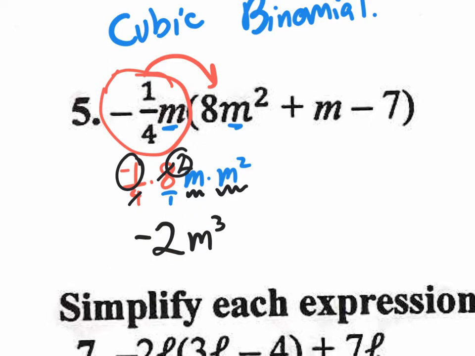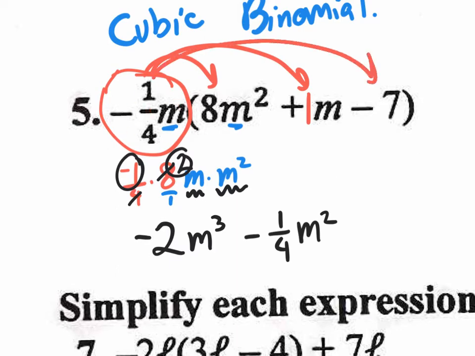When you distribute negative 1/4 m times positive, there's an invisible 1 right there, m, that's pretty easy because negative 1/4 times 1 is still going to be negative 1/4. And then you have the m times m. What's m times m? M squared. And last but not least, negative 1/4 m times that negative 7.